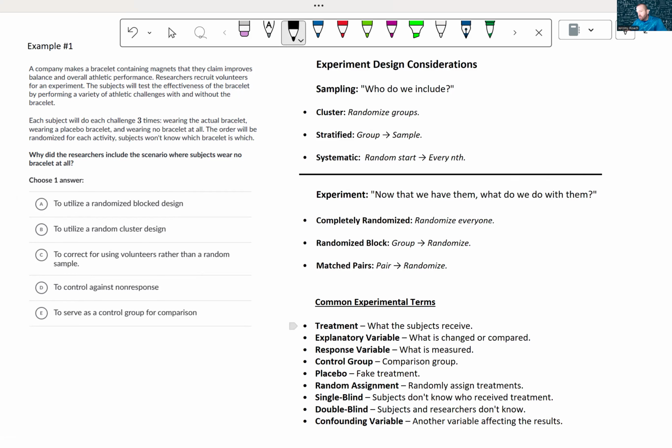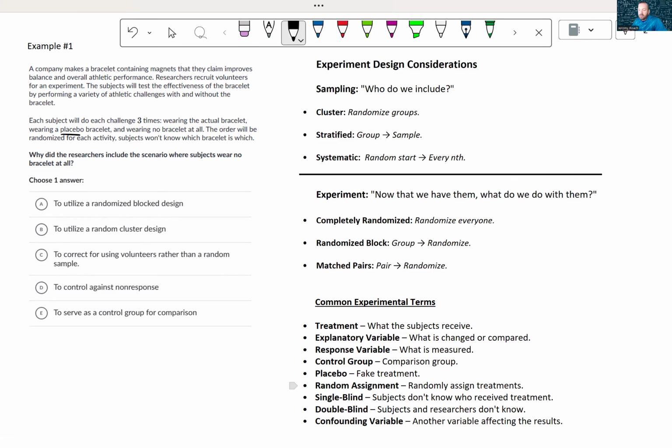So each subject will do each challenge 3 times. They're going to wear the bracelet. They're going to wear the placebo bracelet, which I believe they're probably going to think is the real bracelet, but it's the placebo bracelet. That's what the word placebo is. It's the fake treatment. And then they're not going to wear a bracelet at all. And so the order is going to be randomized for every activity. And the subjects don't know which bracelet is the real magnetic bracelet and which one is the non-magnetic bracelet.